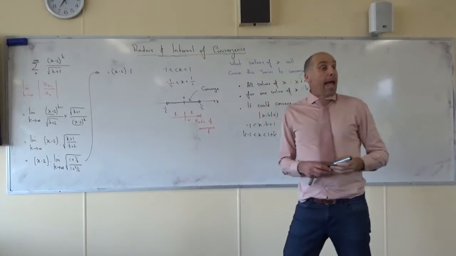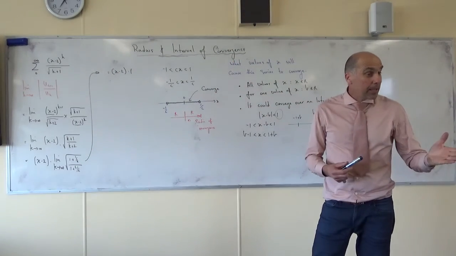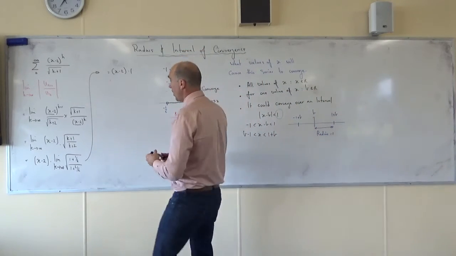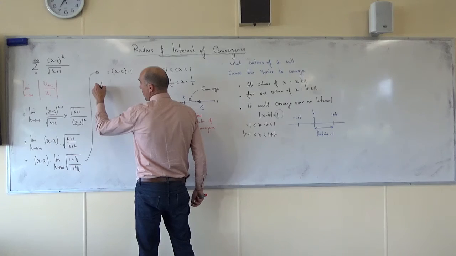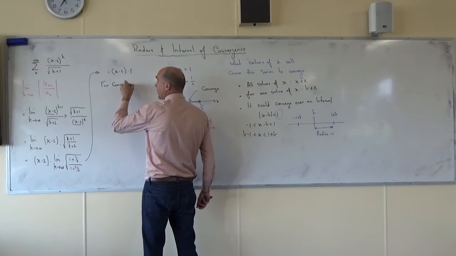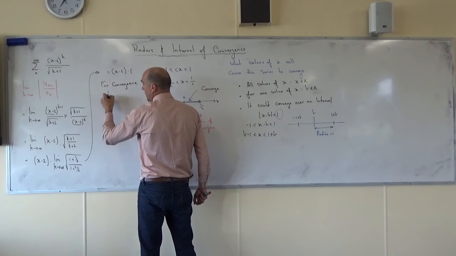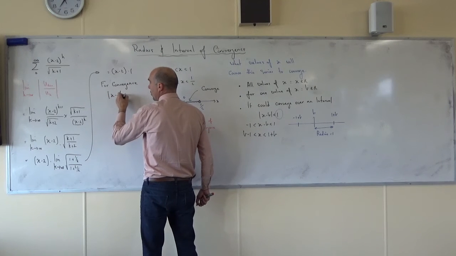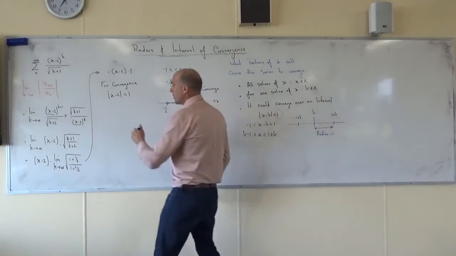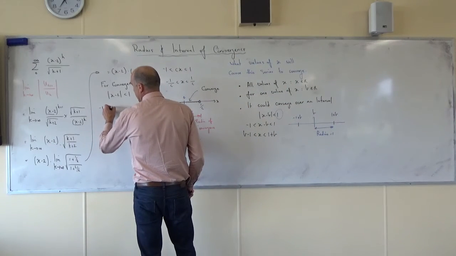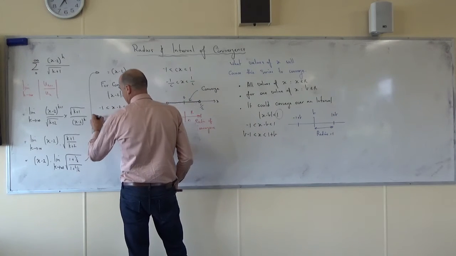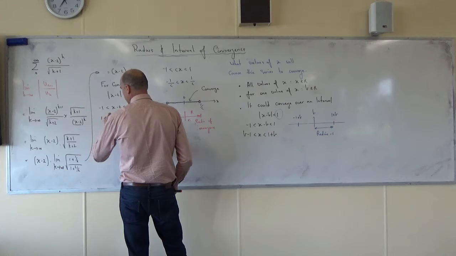So this is basically equal to x minus 2 multiplied by 1. Now, how do I make that converge? I need to let that be less than 1. So for convergence, because we're trying to find when it does converge, the absolute value of x minus 2 has got to be less than 1. That means minus 1 is less than x minus 2, which is less than 1. Let's add 2 to both sides. So I get 1 is less than x, which is less than 3.